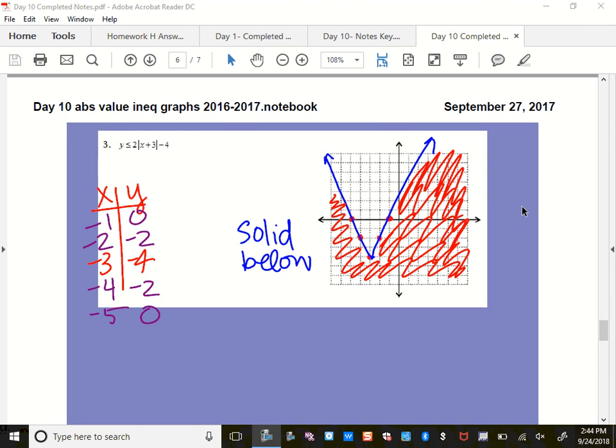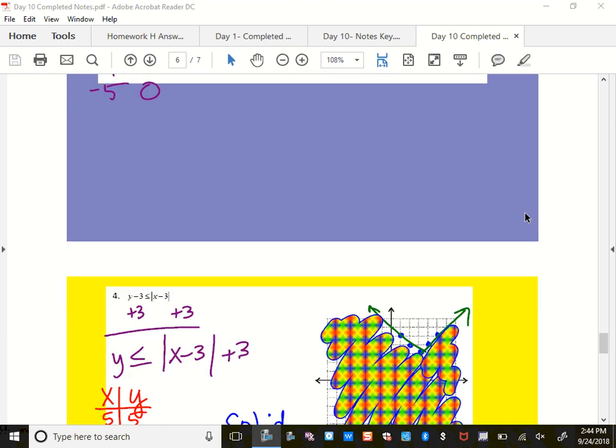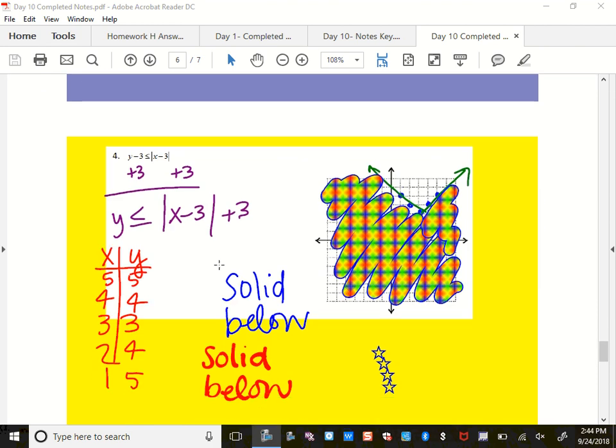You do the last one? No, I didn't do the last one. Alright, let's see here. The last one, okay, ignore all this extra stuff. So did you add 3, Jordan? Add 3 to both sides. So your vertex is 3, 3. I put that in the middle of my table. It'll be y is greater than or equal to the absolute value of x minus 3, and then plus 3.